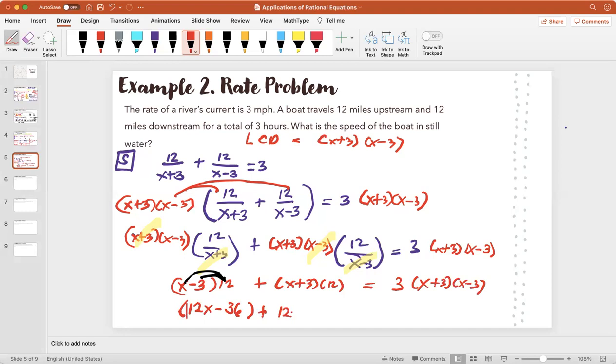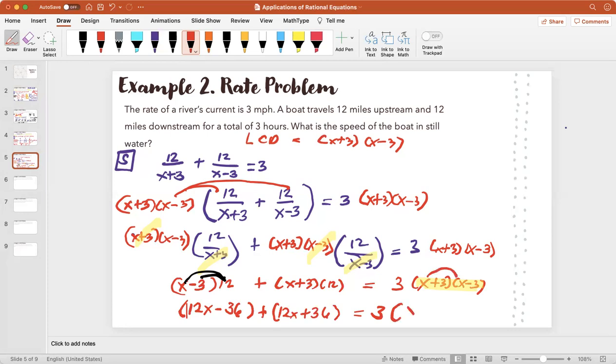All right, 12x plus 36. Note that we can now multiply x plus 3 by x minus 3. What's x plus 3 times x minus 3? It's a difference of squares, right? So we have x squared minus 9. But if you want to use the FOIL method, it's fine.